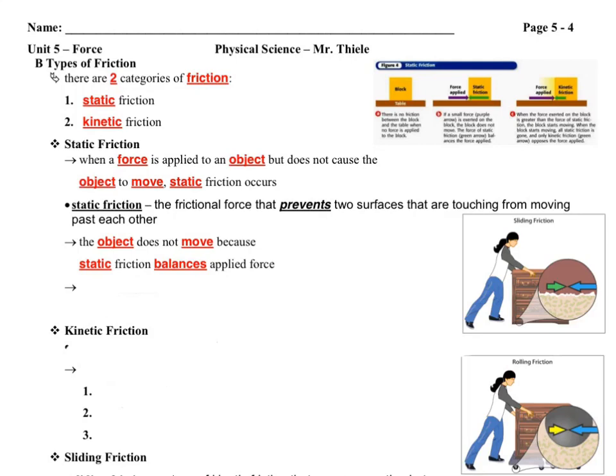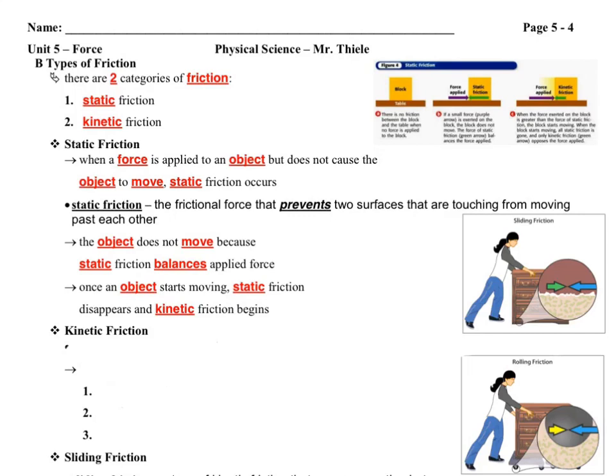Now, when an object begins to move, can you have static friction anymore? And the answer is no. Once an object starts moving, the static friction disappears, and you get a new kind of friction called kinetic friction, which is the other category of friction. So kinetic friction is what we'll talk about next.